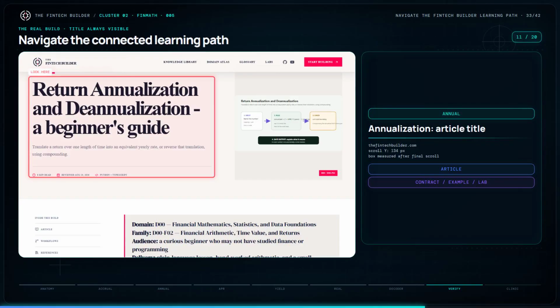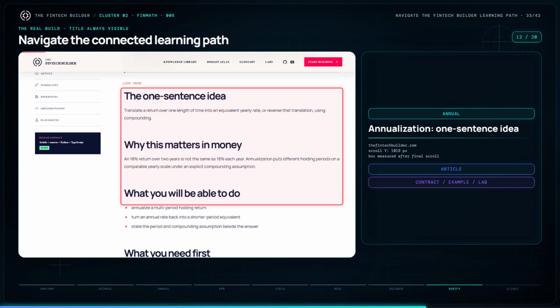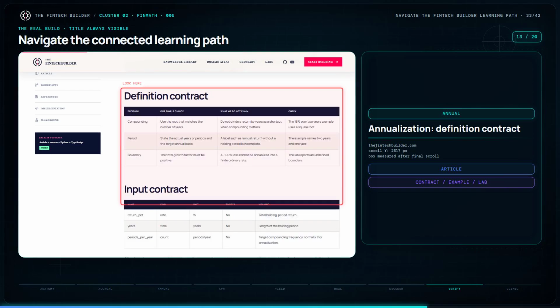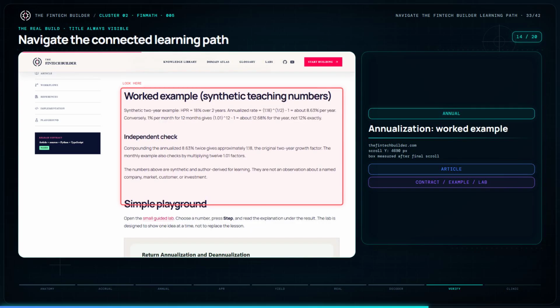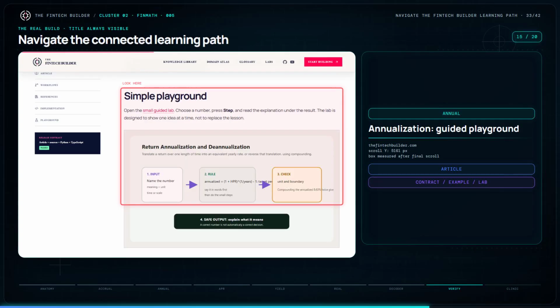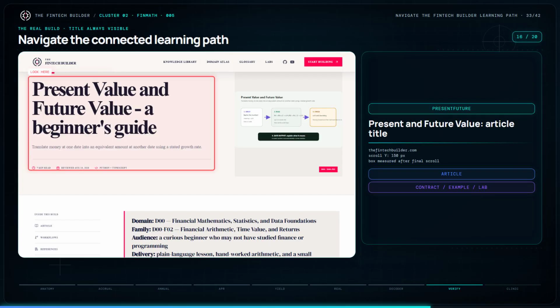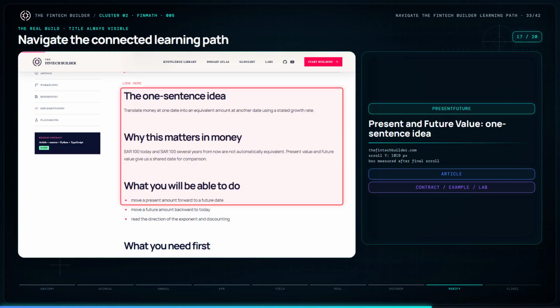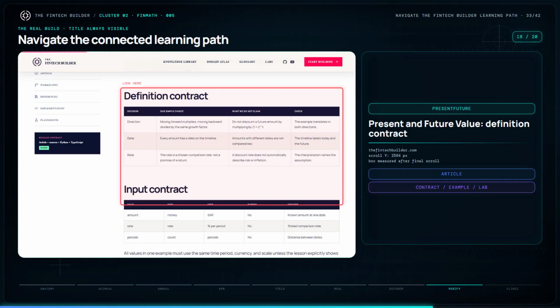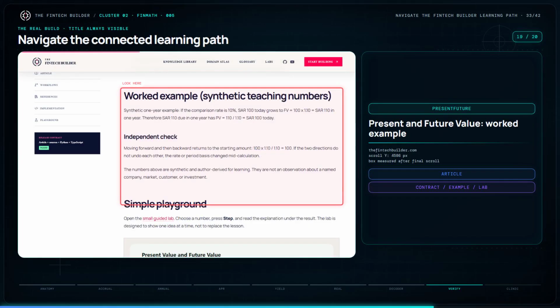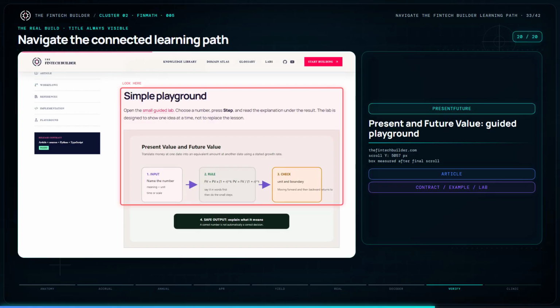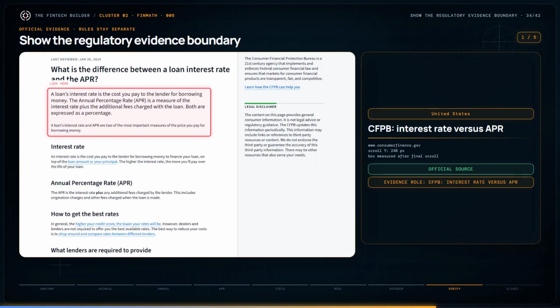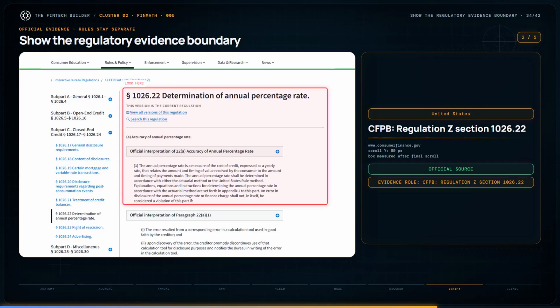Highlight the monthly 1% example, the 12.68% annual result, and the warning against dividing or multiplying rates without respecting compounding. Finally, use present value and future value as the bridge into APR. The disclosure problem depends on cash flow amount and timing, not just one printed interest rate label. The Fintech Builder supplies the mathematical foundation.